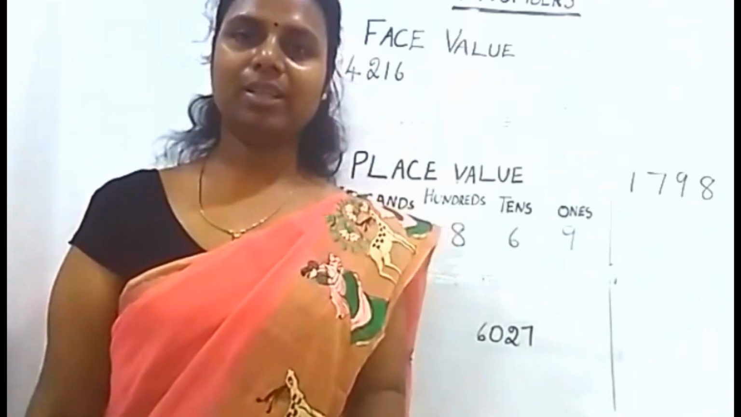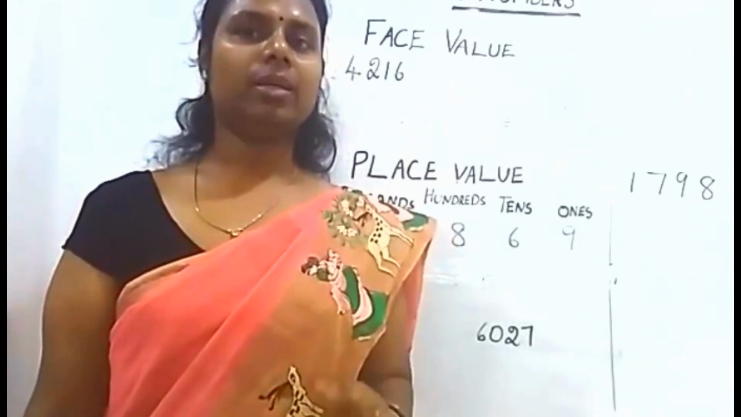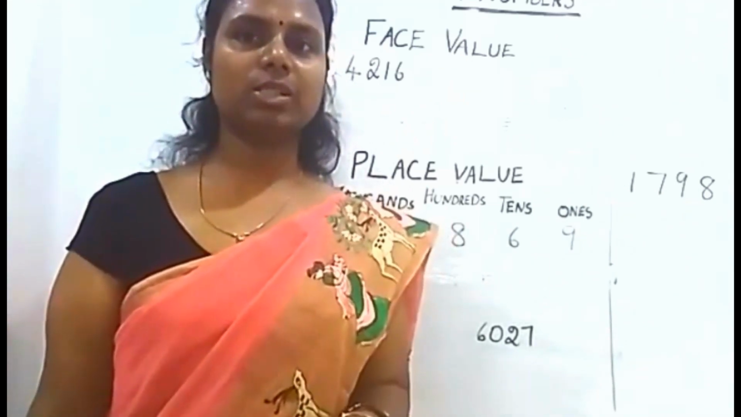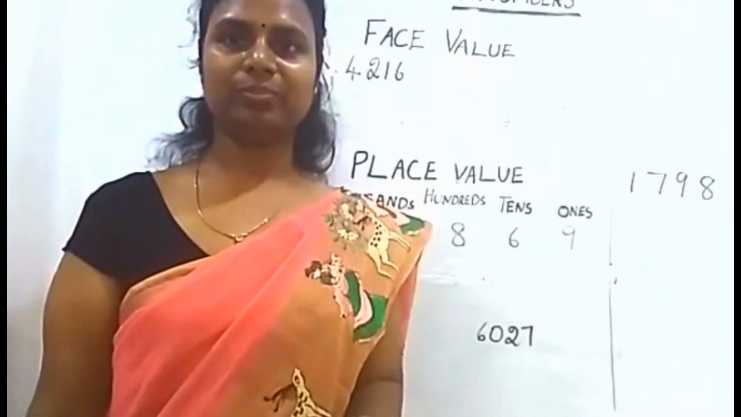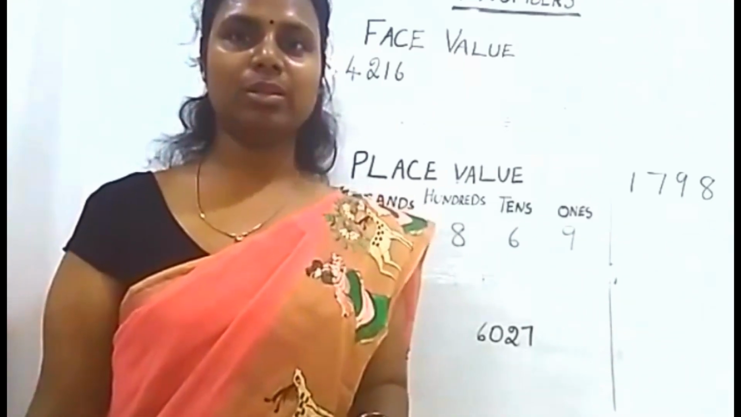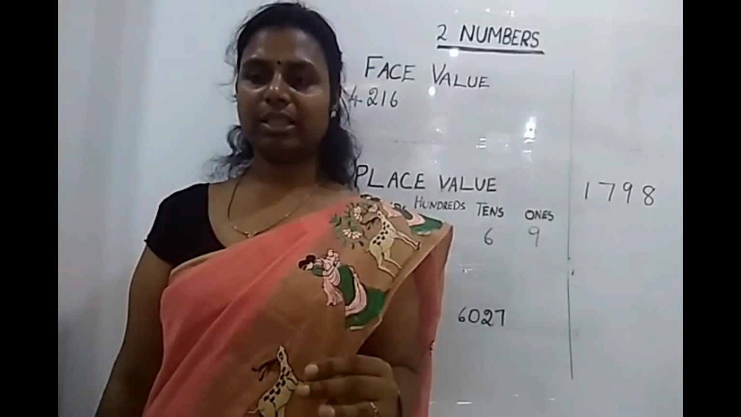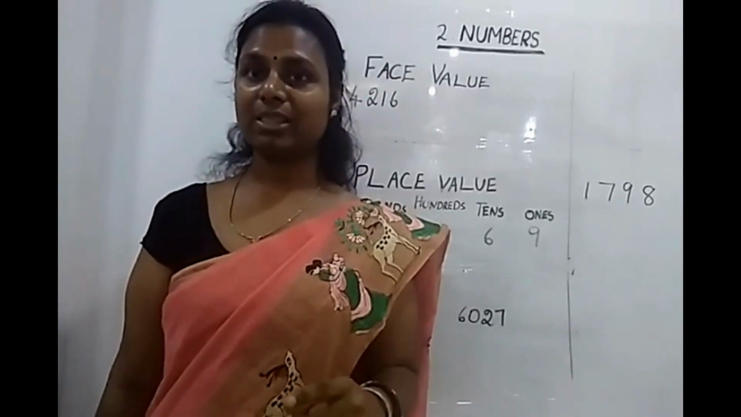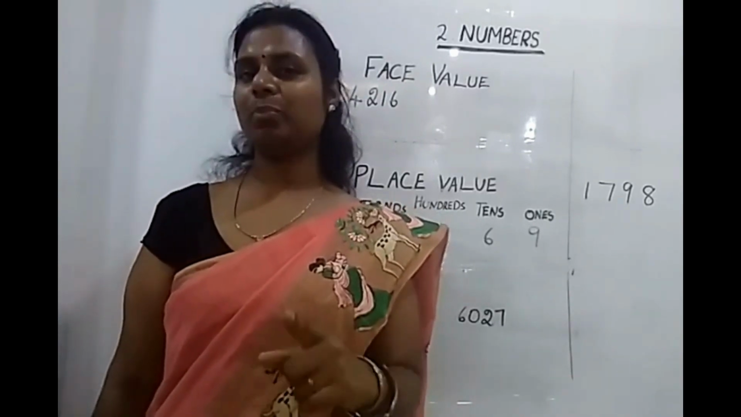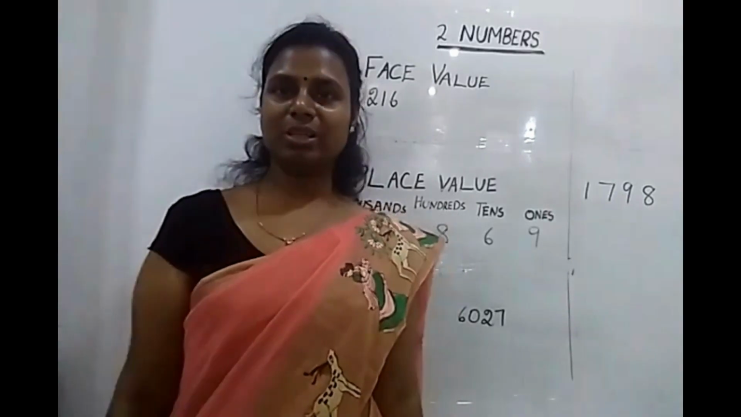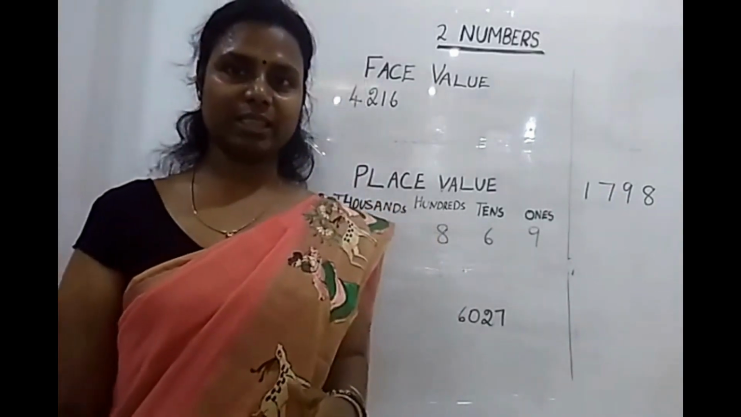Already you have learned number names, the smallest and largest 4-digit number. Now you are going to learn in this chapter the exciting thing, that is the face value and place value. So now let us start our lesson.